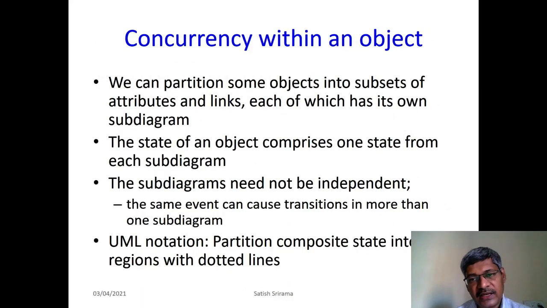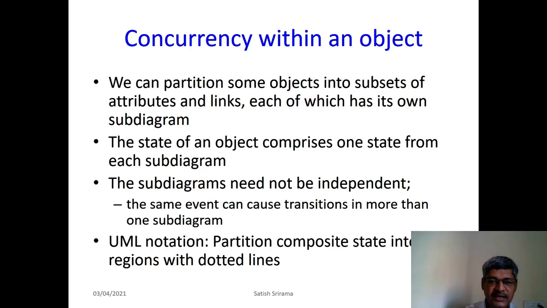There can also be concurrency within an object. We can partition one object into subsets of attributes and links. That is a single class, which we have made into subsets of attributes and links, each of which will have its own subdiagram. For example, say there is a class that I partition into two subsets, and each of these subsets will have its own subdiagram. I will show you the example in the coming slide.